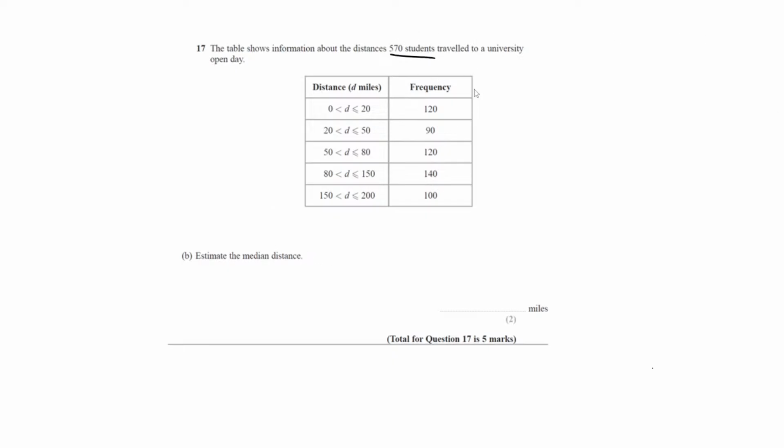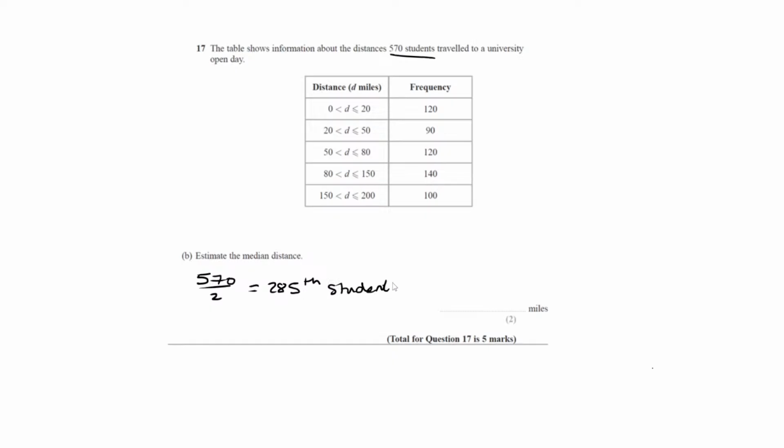So the first thing you're going to do is find 50% or half of whatever total they've given you. If it's an odd number, you can add 1 if you want, or just do it as it is. It doesn't really matter. So I would do 570, I would half that to find the middle student. So that's student number 285. So see how that's the 285th student.